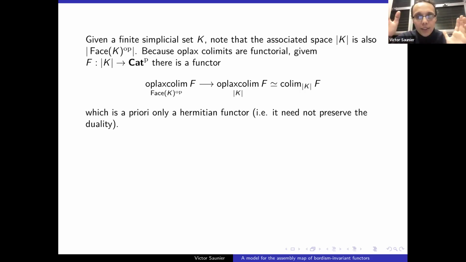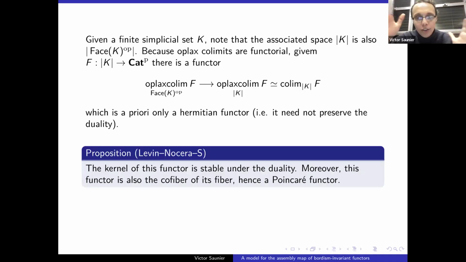But now oplax colimits are very functorial. So if I give you a functor out of the geometric realization of a poset of faces, there is a map from face K up to K, the geometric realization of K. I can pull along this and it will induce a map on the oplax colimit. Now, because the functoriality is only nice for hermitian categories, this is just a hermitian functor.